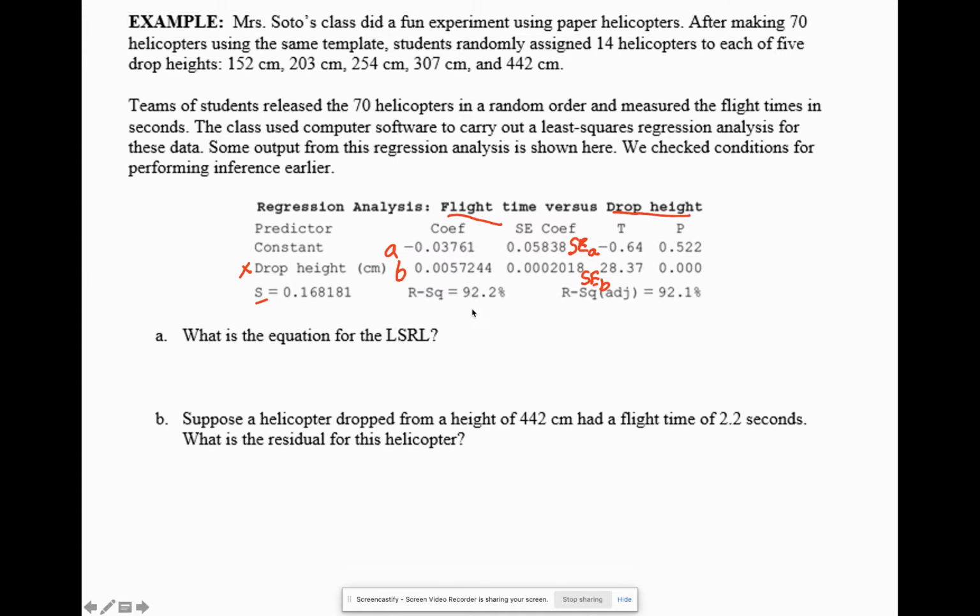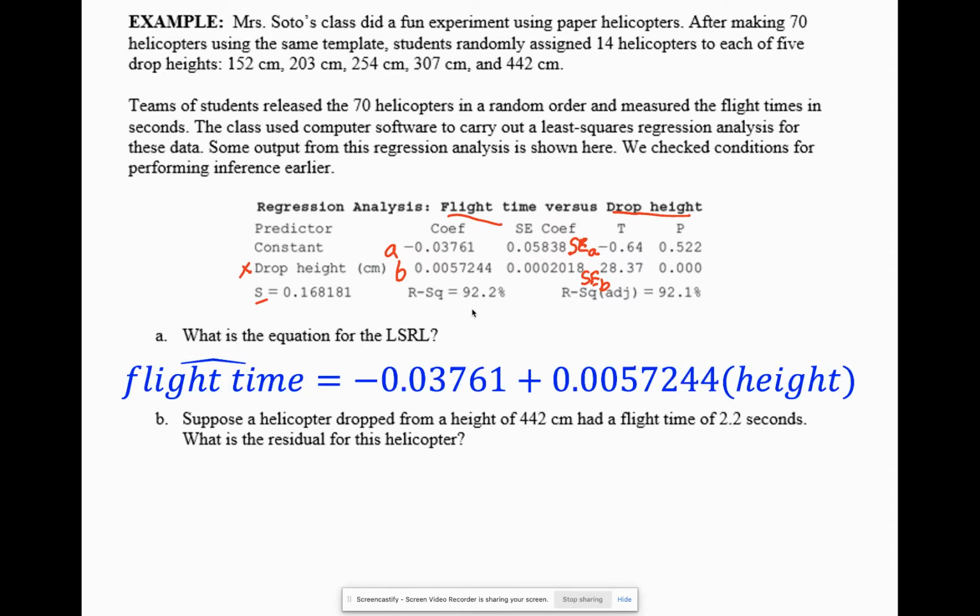So first, from the regression printout, what's the equation for the least squared regression line? It would be predicted flight time equals negative 0.03761 plus 0.0057244 times the height. And that would be the drop height for the helicopter.